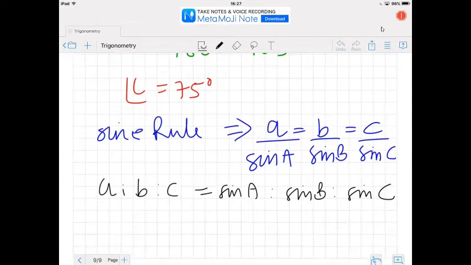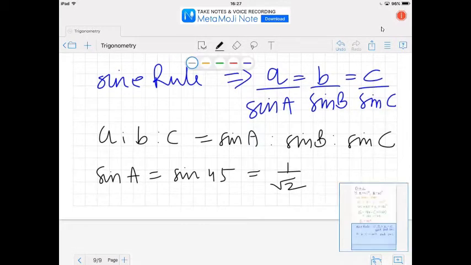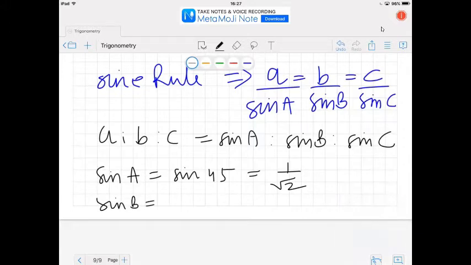Now that I have found out angle C, I know all the angles, so I can find out sine A, sine B, and sine C, right? So what is sine A? Sine A is equal to sine of 45 degrees because angle A is 45 degrees. That is equal to 1 by root 2. Yes? Okay. Sine B is equal to sine 60 degrees. That is equal to root 3 by 2.